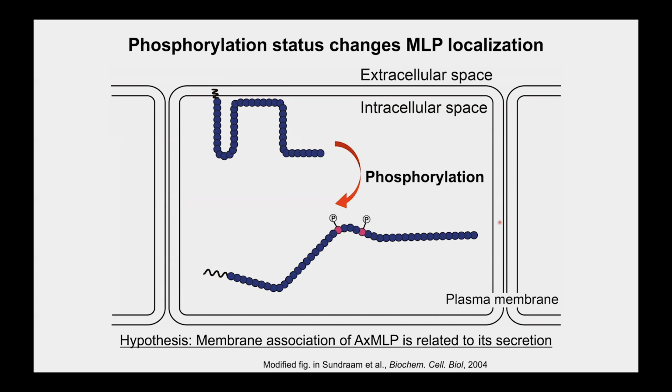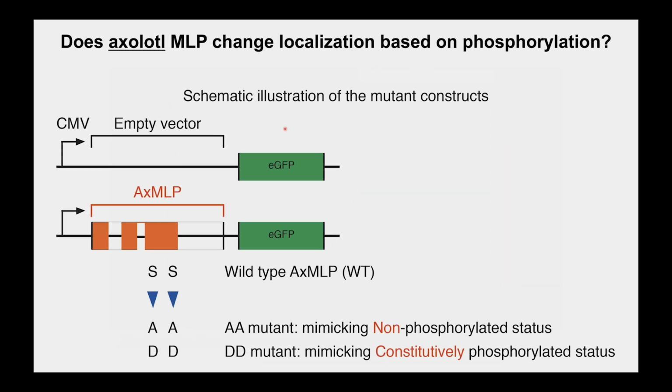Our hypothesis is that maybe the membrane association of this axolotl MLP that we see in the wound epidermis is related to its secretion, because we know it's not secreted by a canonical Golgi-mediated mechanism. We've done the experiments for that. And the previous work on mammalian MLP showed that it is phosphorylated, and when it's phosphorylated, it's released into the cytoplasm, whereas when it's non-phosphorylated, it's associated with the plasma membrane.